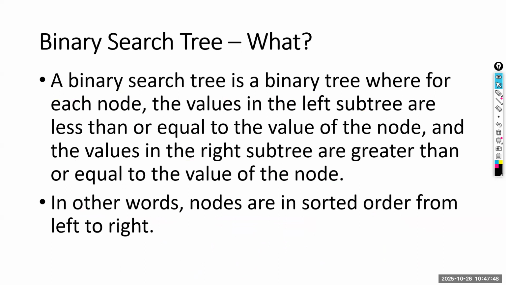So binary search tree is a binary tree where for each node, the nodes left of it must be smaller than that node. The nodes right of the node must be bigger or have a higher value. So that must be true for each and every node. So then it's a binary search tree. Or in other words, in simple terms, it's sorted from left to right.